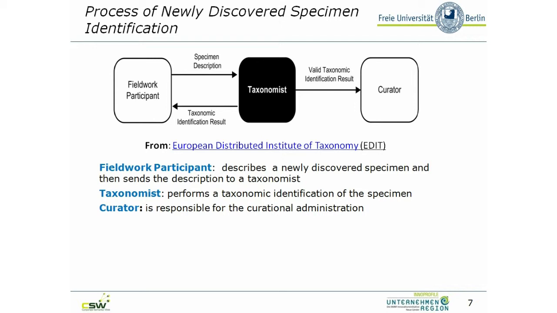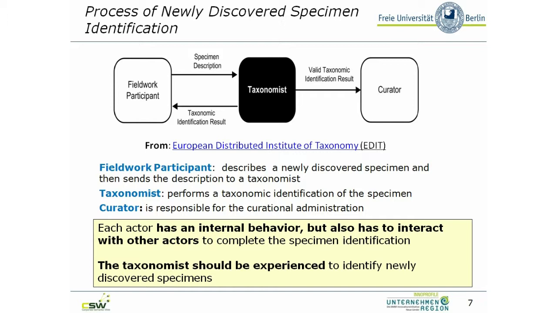And we can see some common features in this process. Firstly, each actor has its internal behavior, and they also need to interact with other actors to complete the specimen identification. Second, we can see the most important step is the second step, and here the taxonomist needs to have experience and knowledge to identify the newly discovered specimens.